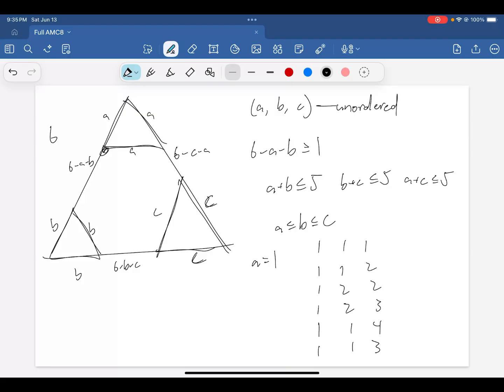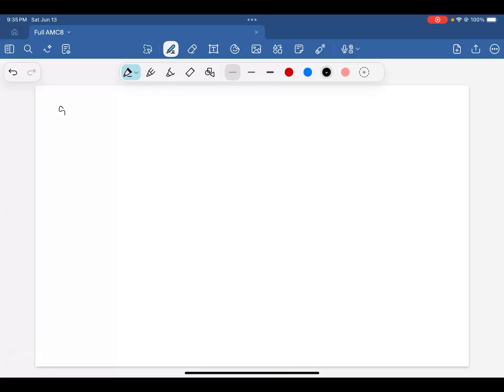There's no more for B equals 1. There's no more for B equals 2. C equals 3 is impossible. B equals 3 is impossible. Yeah, I believe that is all for A equals 1. So let's try A equals 2 now. First of all, 2, 2, 2 works. 2, 2, 3 works. 2, 2, 4 does not work because 2 plus 4 is too big. 2, 3, 3 does not work because 3 plus 3. So I believe that's all.